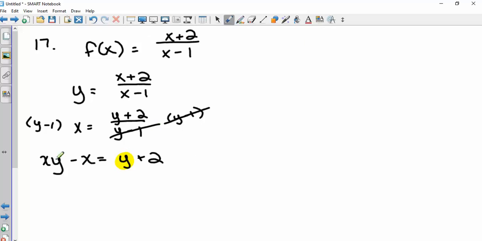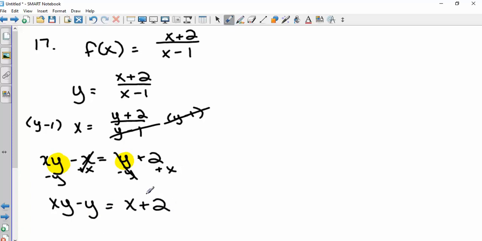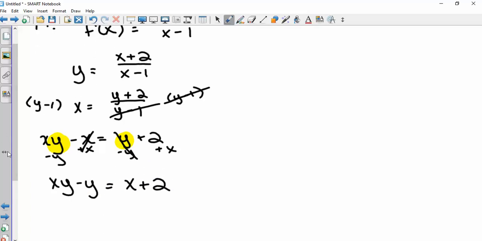I'm trying to solve for y, but we have 2 of them. So what do I do with those? I need them on the same side. So I'll subtract over this y, and then we'll just add over this x and move it out of the way. Then what? Yeah. We want to solve for that y.